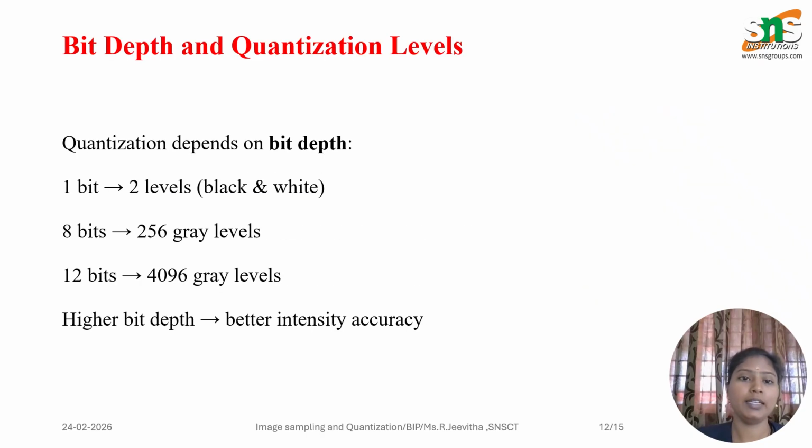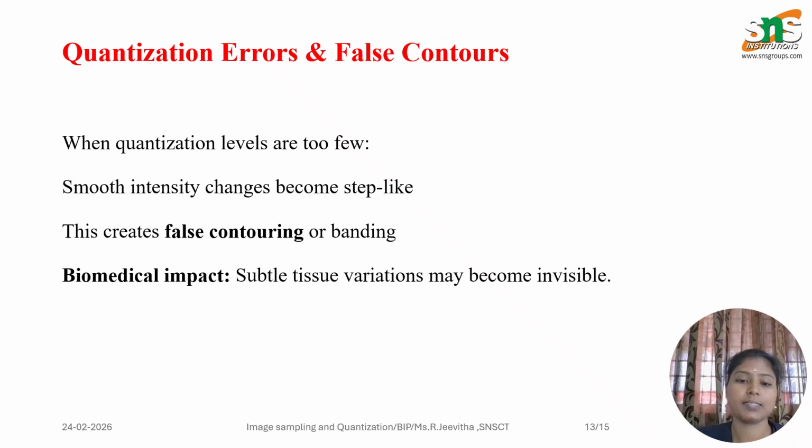Quantization depends on the bit depth. Bit depth means the number of bits used to represent pixel intensity. 1 bit means 2 levels, 8 bit means 256 gray levels, and 12 bit means 4096 gray levels. Higher bit depth means more intensity accuracy and better image quality, but it results in higher storage requirements. So medical images usually use higher bit depth to detect subtle tissue differences.